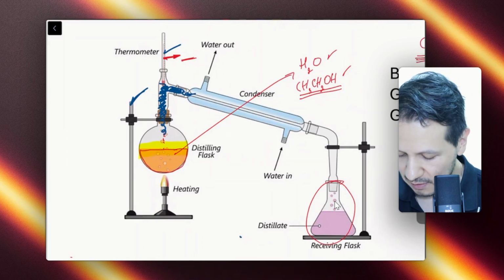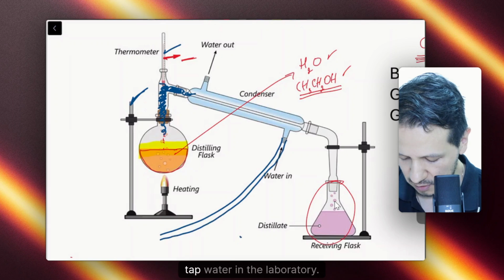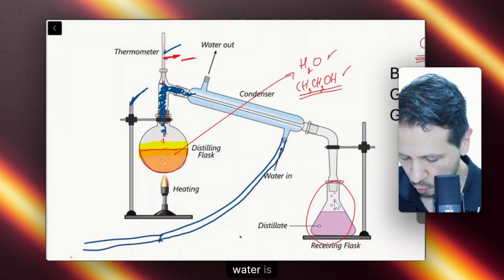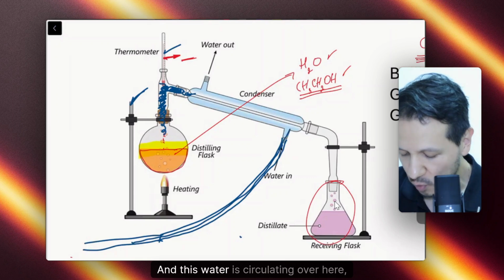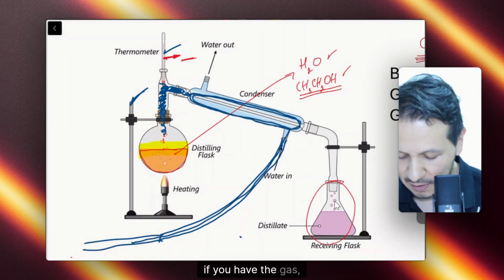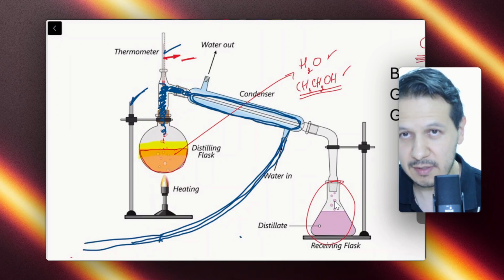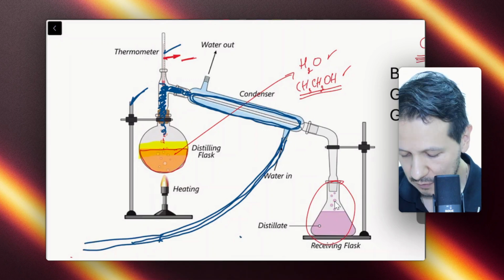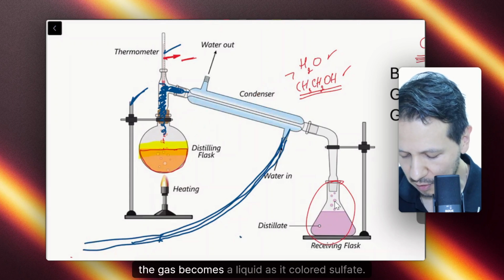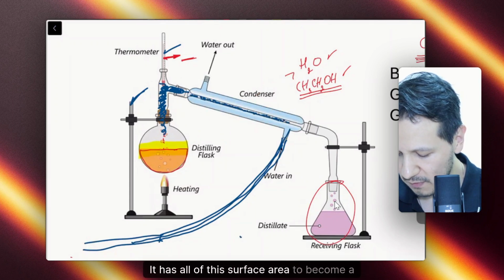In this case, the particles have a lot of energy, but now they are touching this condenser. What is this condenser? It has water in. So imagine that this is a hose connected to the tap water in the laboratory. Okay, it means that this water is fresh water, and this water is circulating over here, the cold water. That's why if you have the gas and this gas is making contact with a cold surface, the gas becomes a liquid again. It has all of this surface area to become a liquid.